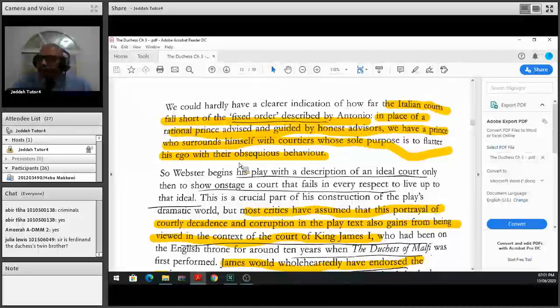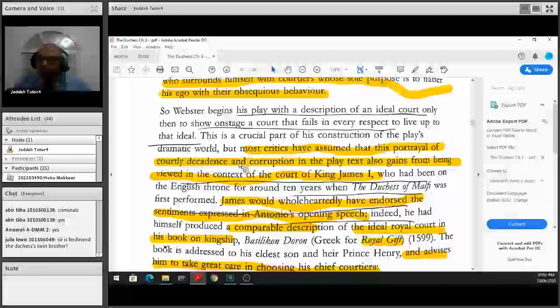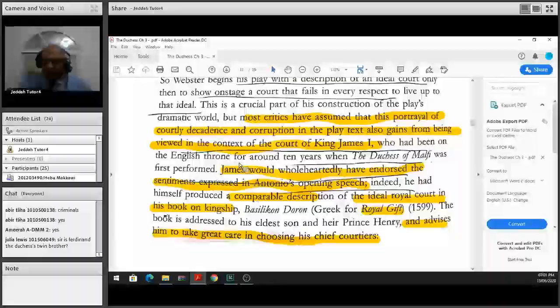So we could hardly have a clearer indication of how far the Italian courts fall short of the fixed order described by Antonio. In place of a rational prince advised and guided by honest advisors, we have a prince who surrounds himself with courtiers whose sole purpose is to flatter his ego, with their obsequious behavior.